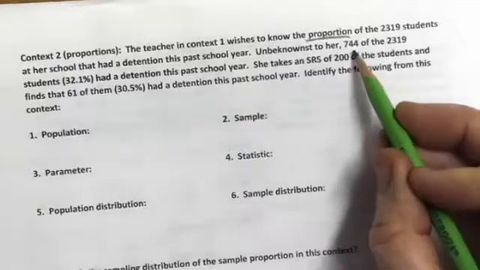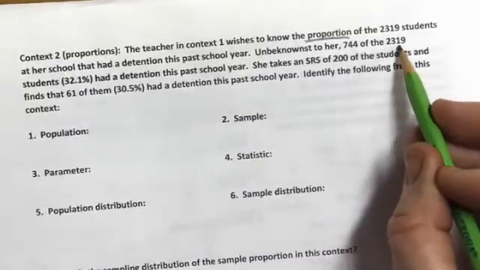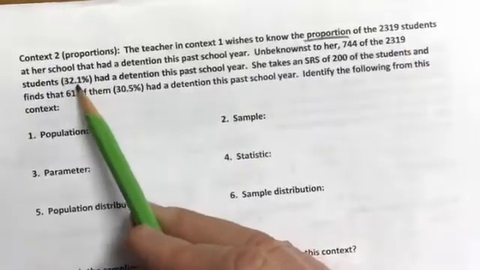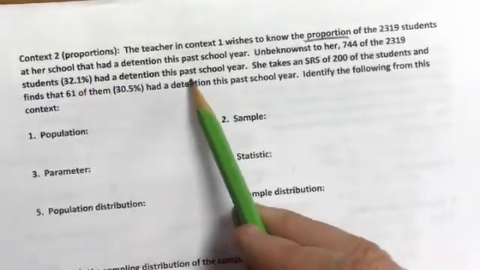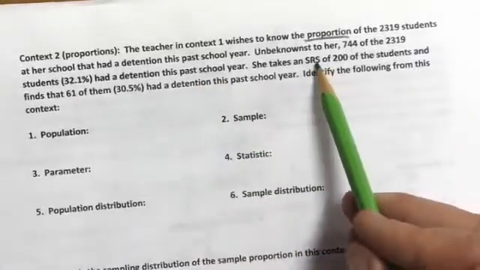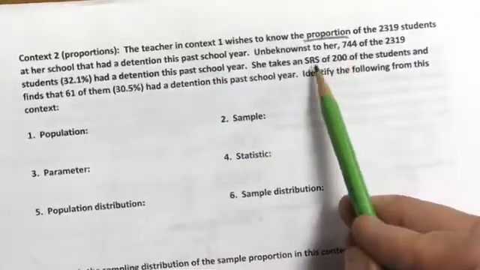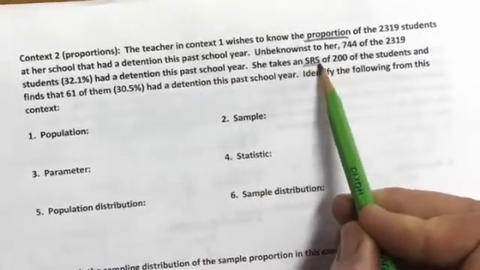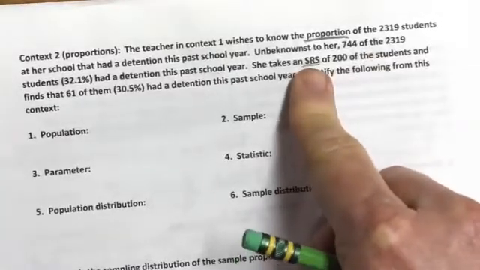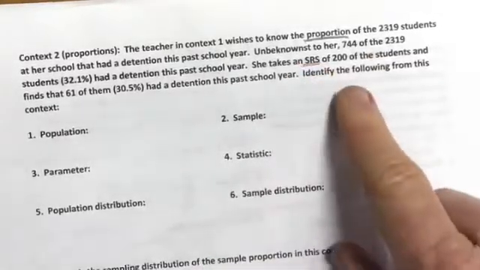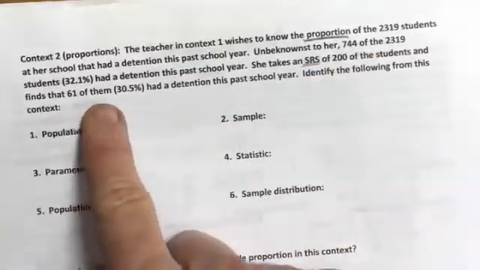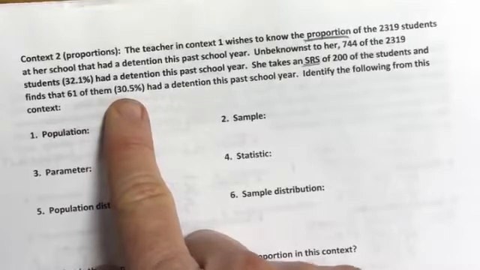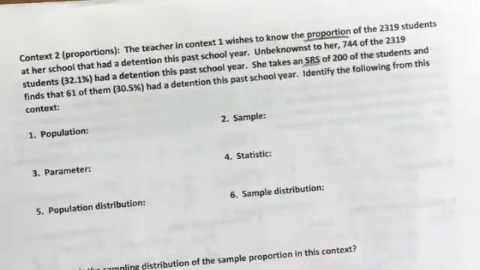Unbeknownst to her, 744 of the 2,319 students, which is 32.1%, had a detention this past school year. She takes a simple random sample of 200 students. Good, a simple random sample. We got a random sample, so we don't have bias here. So we have an unbiased estimator here, and she finds that 61 of them, which would be 30.5%, had a detention the past school year. Identify the following.